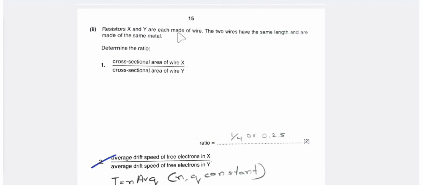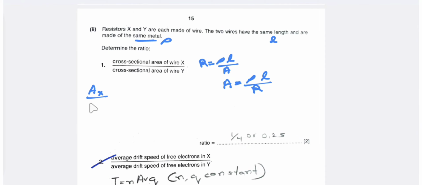Resistors X and Y are each made up of wire. The two wires have the same length and are made of the same metal. So since they are made of the same metal, they have the same resistivity. Now determine the cross-sectional area of X by cross-sectional area of Y. We know that resistance is equal to resistivity into length by cross-sectional area. So cross-sectional area would be resistivity into length by resistance.